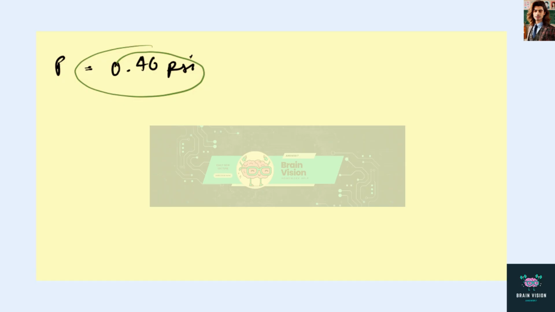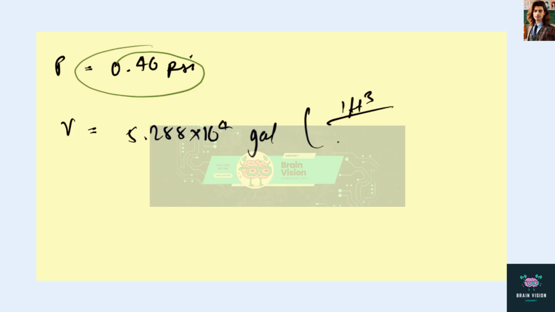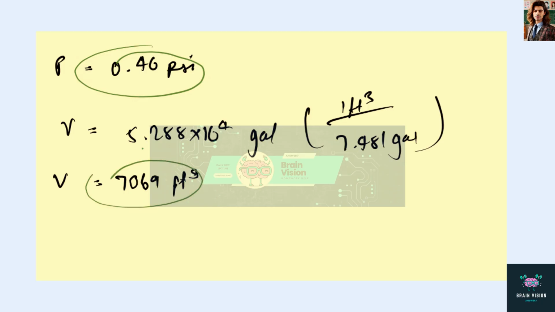And the volume of octane, we have V is equal to 5.288 times 10 to the 4 gallons that we previously calculated, multiplied by 1 foot cubed divided by 7.481 gallons for the conversion. So the volume is 7069 foot cubed. That is the volume of octane in cubic feet. So the pressure, we have 160 at 14.7 psi. The volume is 7069 feet cubed.